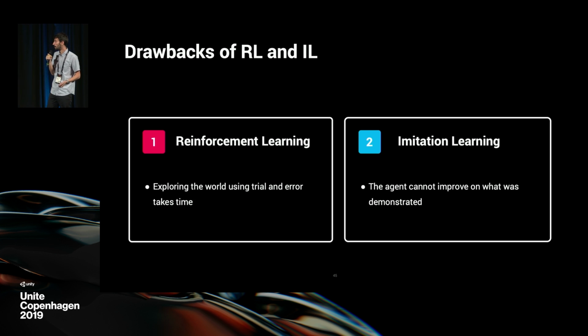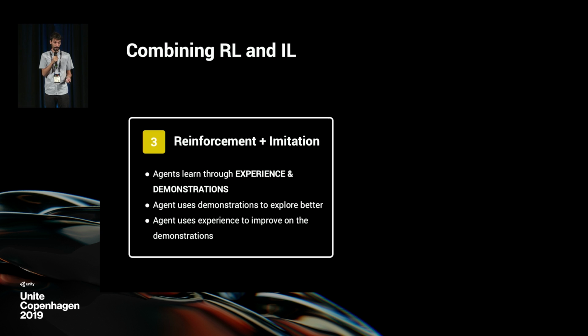And by now you probably know where I'm getting at: we should probably combine the two and get the best of both worlds. When we combine reinforcement learning and imitation learning, the agent can learn through experience and demonstrations at the same time. The agent will use the human demonstration in order to explore better.